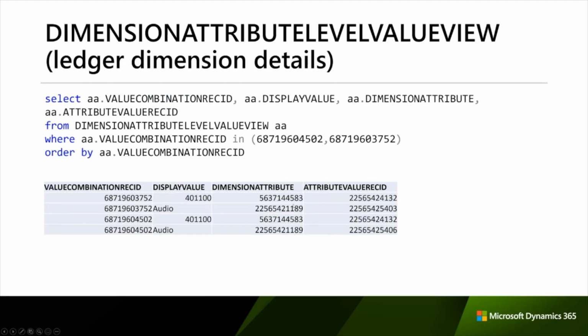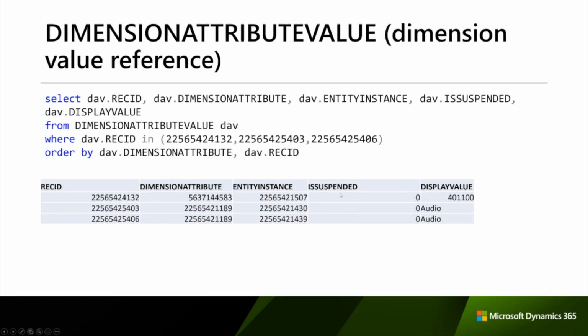Now I'm going back to the ledger dimension details for a second, and I want to focus on this attribute value rec ID, which we can see here that we have 3 values. We have 4132, 5403, and 5406. So if we go into the dimension attribute value, which I would call a dimension value reference, these are the building blocks of the dimensions. Each individual string that you see in a dimension has a record in this table.